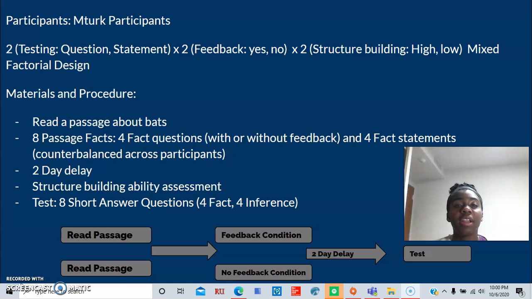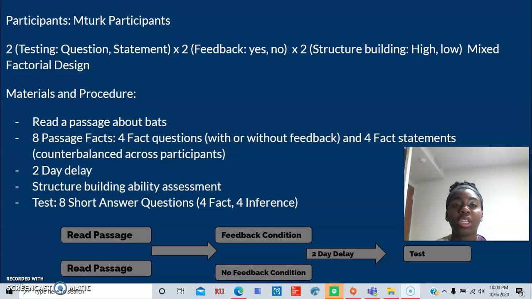The first independent variable is whether the participant will be tested or not, and that is within subjects. On their screen at a given time, the participant will either see a question or they will see a statement. And the second independent variable is whether the participant will receive feedback or not. And there are 2 conditions, feedback condition and no feedback condition, and that is between subjects.